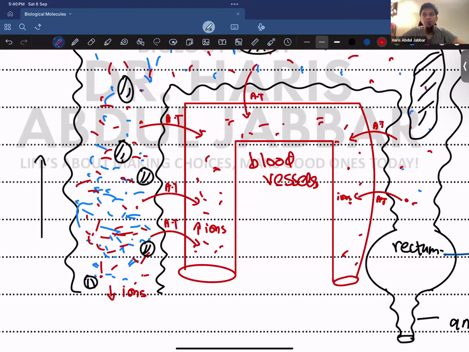अच्छा, अब मुझे एक बात ही बताओ. We know that mineral ions, since again they're moving along with water, they are soluble. They act as solutes. ठीक है? So mineral ions are soluble. So if the solutes are moving from the large intestine into the blood vessels, what will happen to the water potential of the blood vessels?